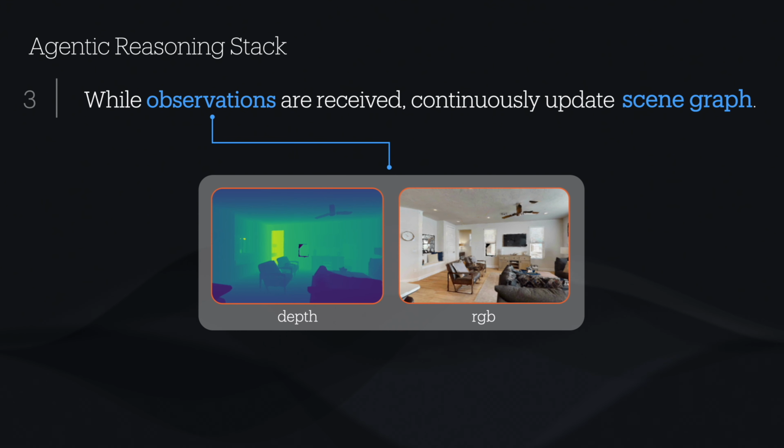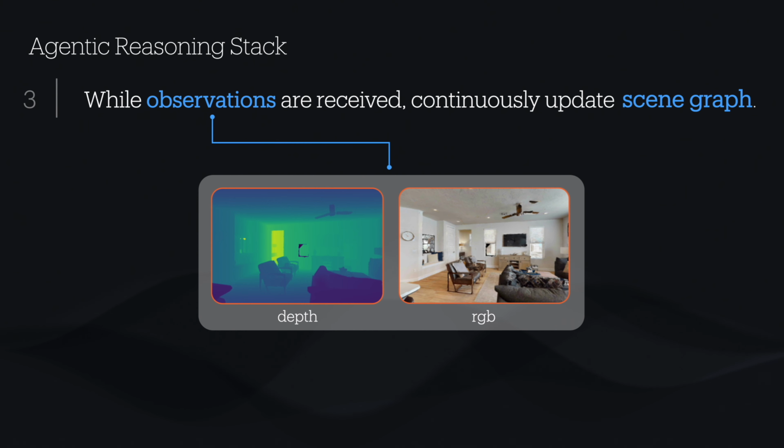The third step is, as we take these navigation actions, we're going to be receiving some observations in this space. So here, our observation sensor suite is essentially twofold. We have a depth camera that allows us to see how far we are from certain objects, and we have an RGB camera. And as we receive these observations, we're going to be updating a scene graph.